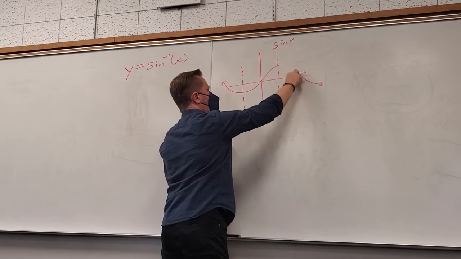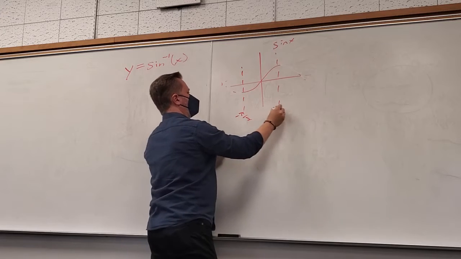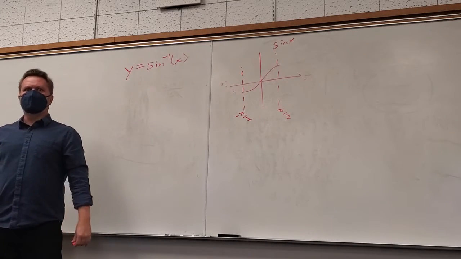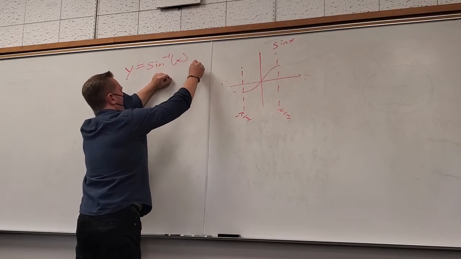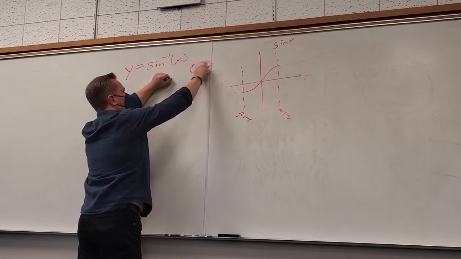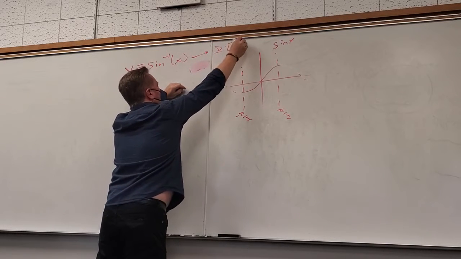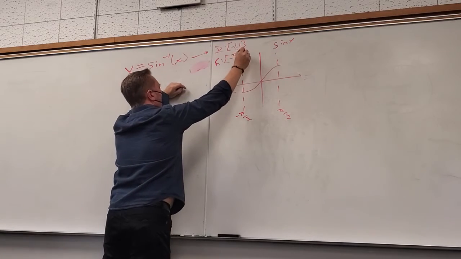If I cut the domain to be from negative pi over 2 to pi over 2, is this piece 1-to-1? Yes. So the domain is negative 1 to 1, and the range is negative pi over 2 to pi over 2.